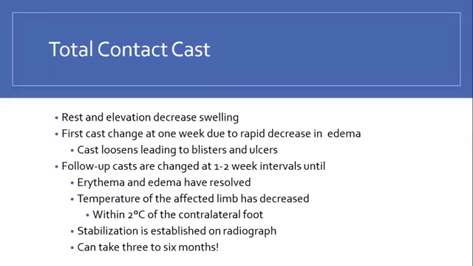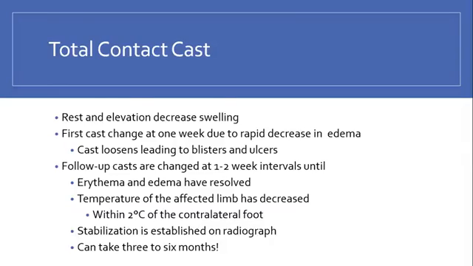So total contact casts will allow the patient to rest, and if they elevate, to decrease swelling. The first cast change is typically done at 1 week. Due to a rapid decrease in edema, the cast can loosen, which can then lead to blisters and ulcerations. So it's important to closely monitor these patients that you're serially casting.